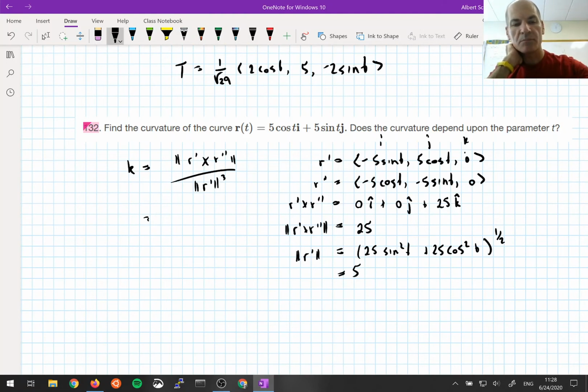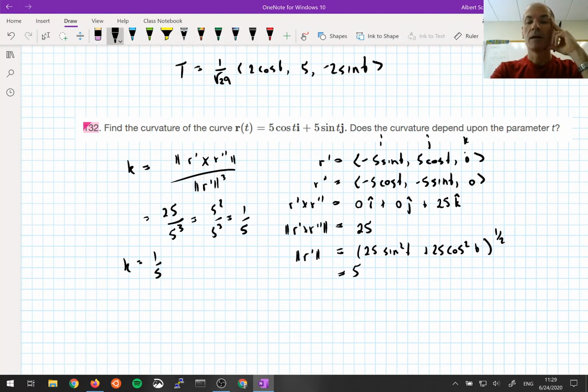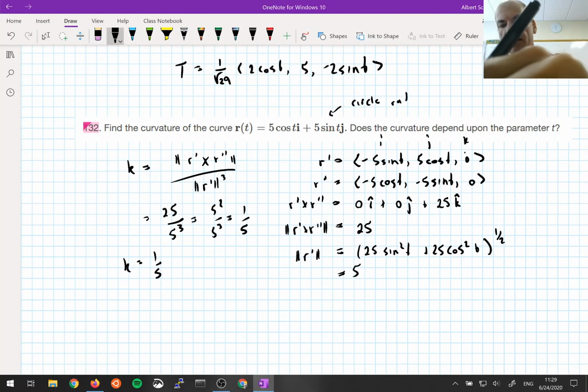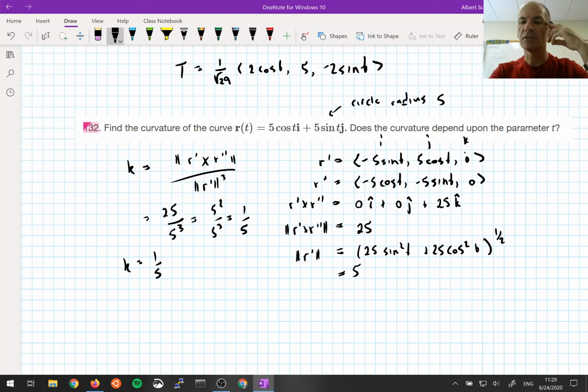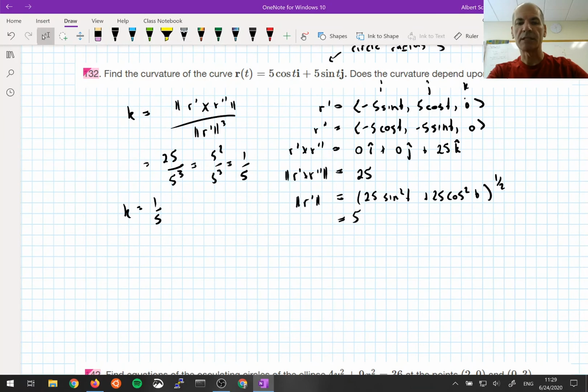Taking all these various bits and plugging them in, we have 25. Don't forget, this is the magnitude of r prime cubed, so it's 5 cubed. This is 25 over 125, which is just 1 over 5, and the curvature is 1 over 5. We could have guessed this without doing any of the work, because this is a circle of radius 5, and we know that curvature is inversely related to the radius. But it's nice to have that confirmation.